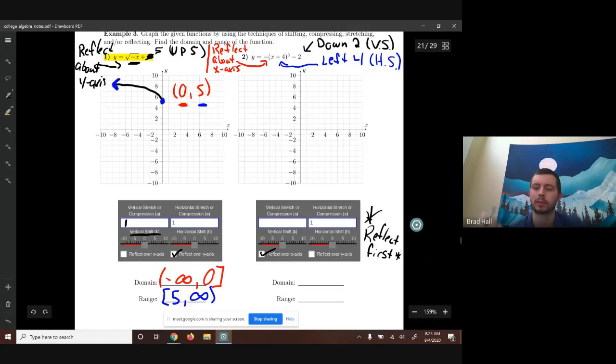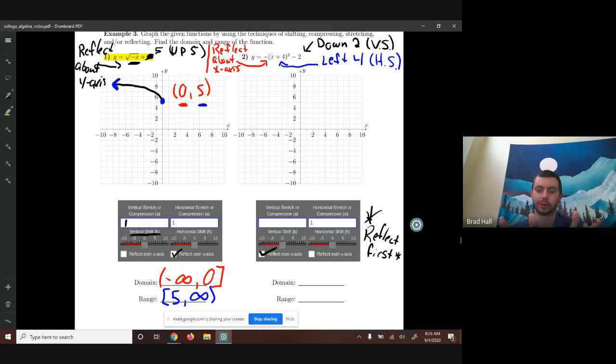It's more so just a MyMathLab nitpick thing. If you reflect first, so you just come down here and check off reflect over the x-axis first, that should take care of it. Just to make sure, you would shift to the left 4, then you would reflect about the x-axis. So that means you would stay here and then you would go down 2. But if you went left and then down and then reflected, that'd be wrong. So that has to be it.